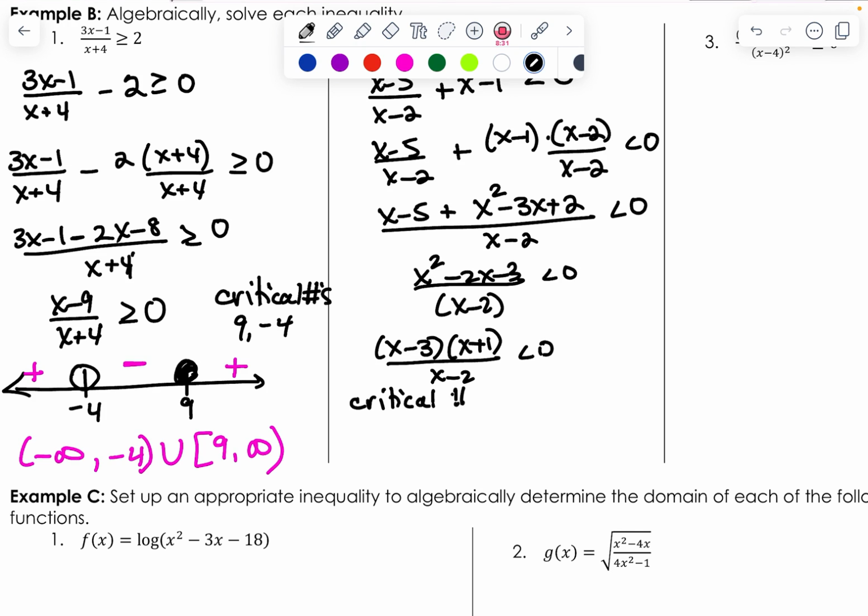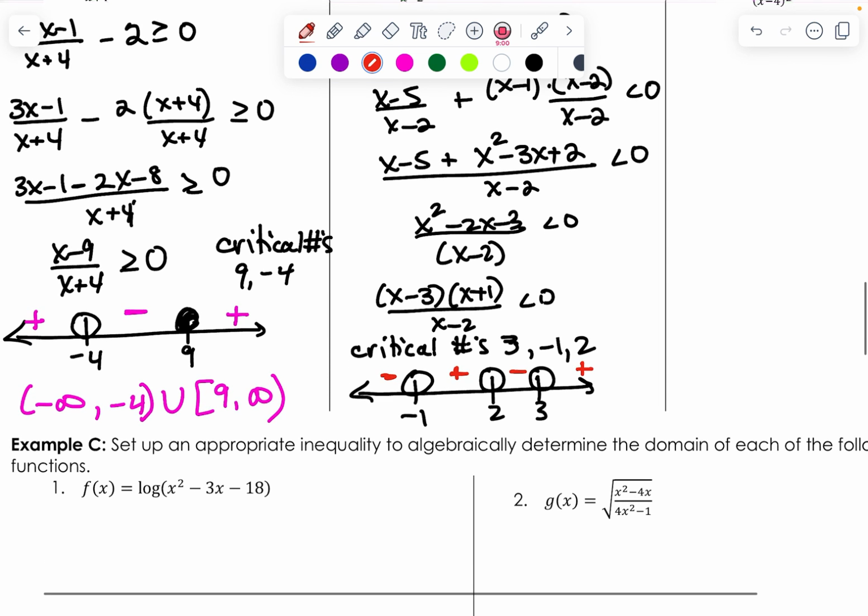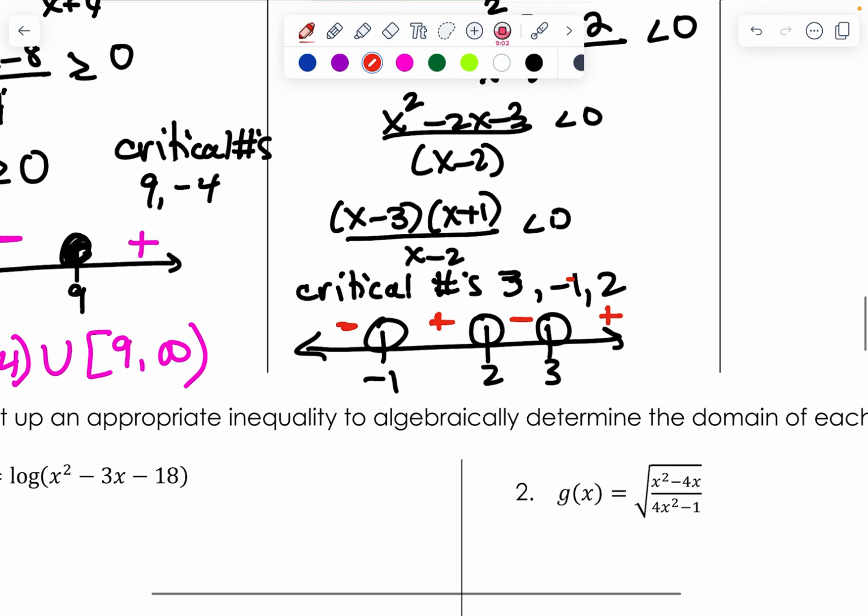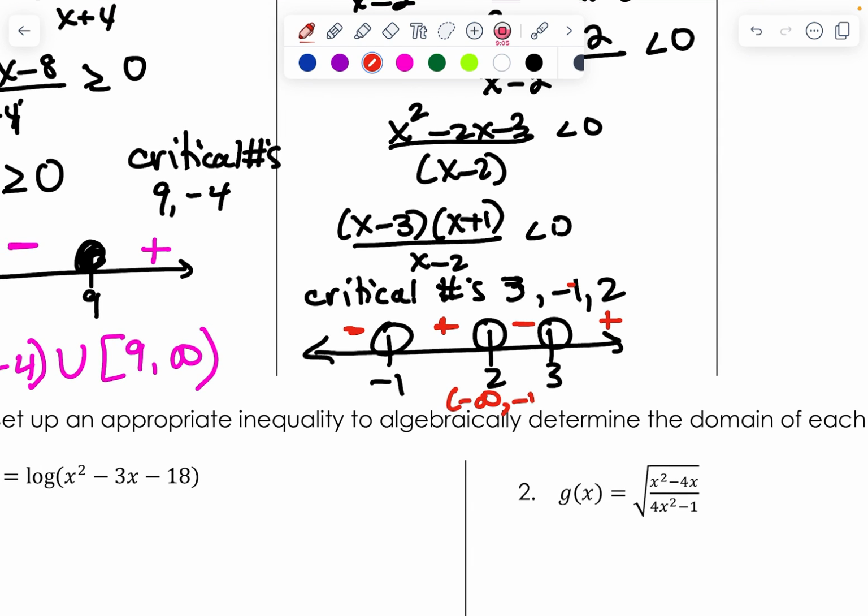So then my critical numbers are 3, negative 1, and 2. Now this time, since I have the strictly less than, these are all open circles. All right, so if I plug in 4, that's a plus. If I plug in, say, 2.5, that's a minus. This is a plus and a minus. So I'm looking for less than 0. So that's negative infinity to negative 1, union 2 to 3.